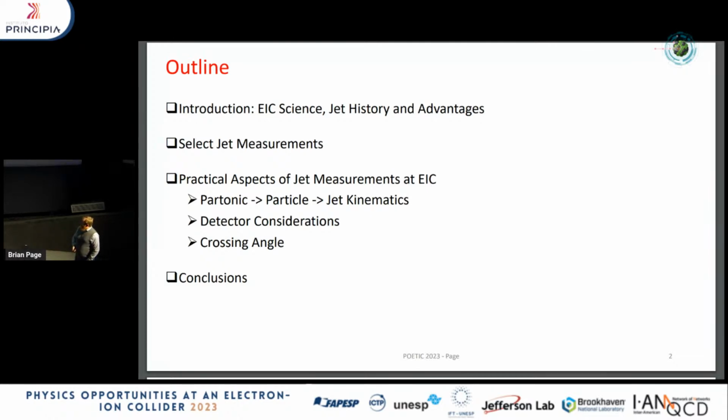And then I'm going to detour a bit into what I call some practical aspects of jet measurements at the EIC. So going through the kinematics that we can expect, looking at the detector considerations that come from doing these measurements, and then finally something that is rather unique to our machine, looking at the crossing angle and what that implies for these measurements before I come to my conclusions.